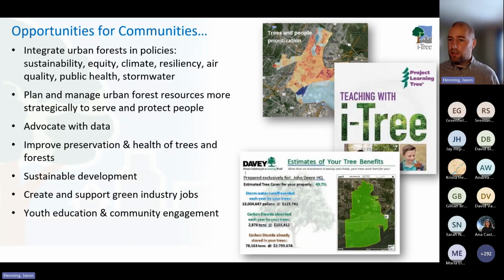All of these things can include results from an iTree project. It can help you manage your forest resources more strategically. So how do you maximize the benefits that trees provide? iTree can help you with some of that decision making. Again, you can advocate with data, so you can have hard numbers.